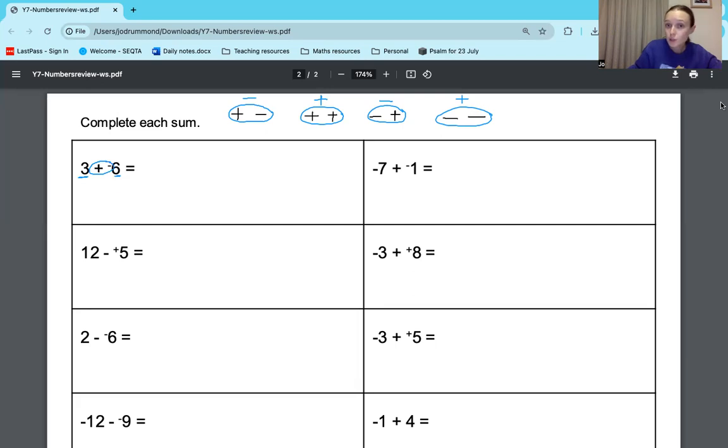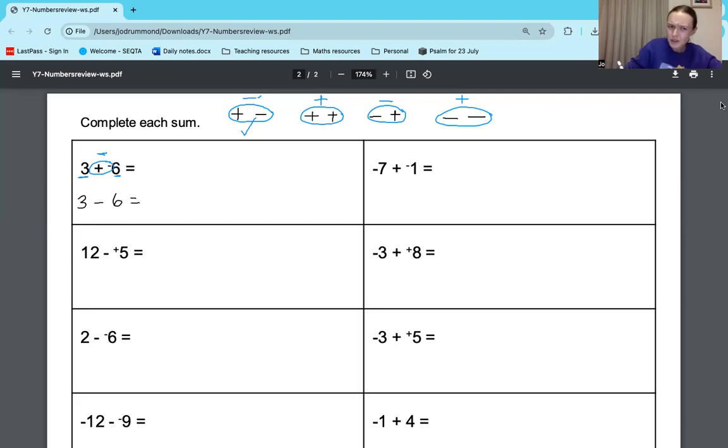Then I'm going to look up the top at my rules to see what it turns into if I've got a plus and a minus. I can see that right here. A plus followed by a minus turns into a minus. So that's going to be a minus. And then I'm going to rewrite that as 3 minus 6. Okay, 3 take away 6.